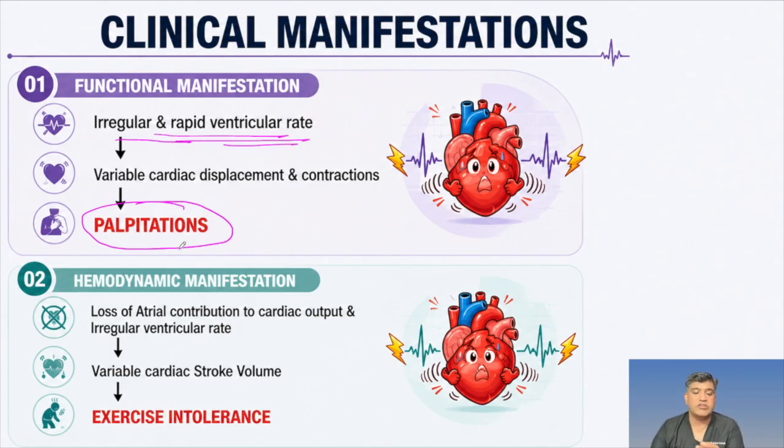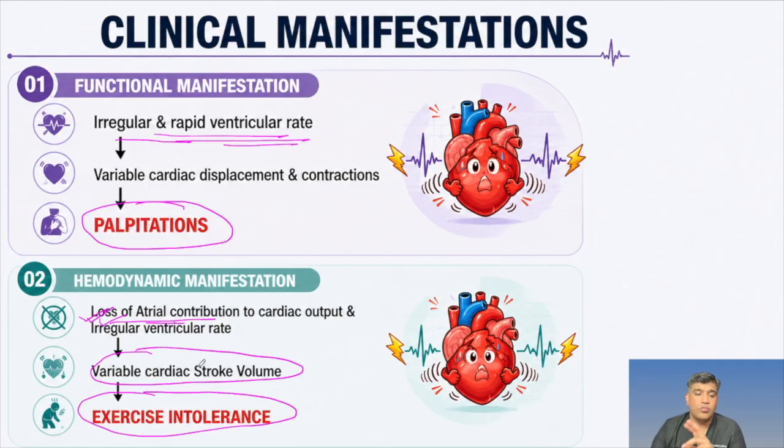Sudden onset AF, the patient comes to the ER or the outpatient department and says, I am having palpitations. So what does AF cause mechanically? There is loss of atrial contribution. As I told you before, atria contribute to 20% of the cardiac output. With this loss, there is variable stroke volume. The stroke volume with every beat is not constant. A sinus beat gives a better cardiac output. So there is a variable cardiac output, and this ultimately causes exercise intolerance. So the two most common manifestations of atrial fibrillation are palpitations and exercise intolerance.